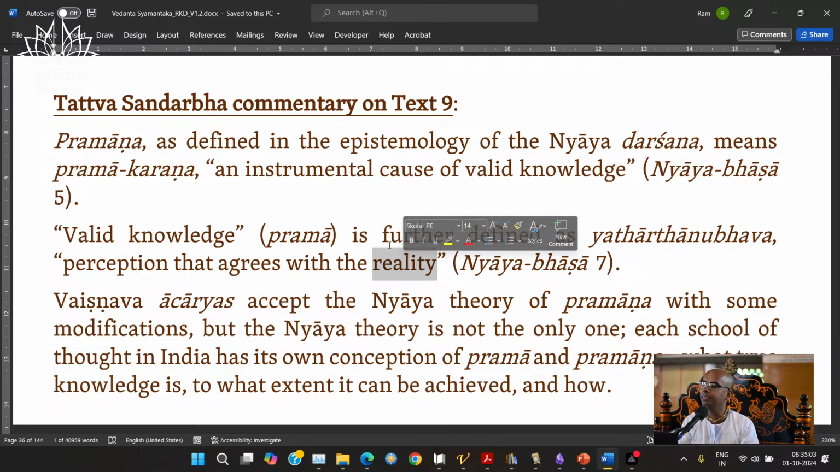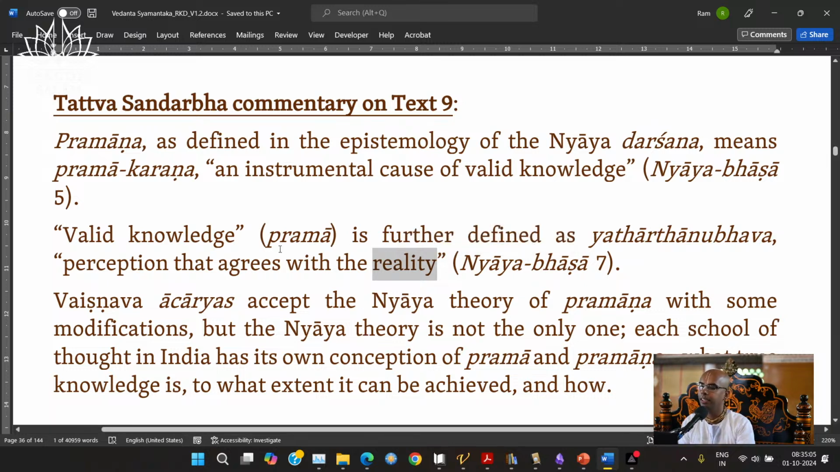So, valid knowledge is that which is Yatharthanubhava, or the perception that agrees with reality. So, whatever is real, if I have the same understanding of that reality, then my knowledge is valid. But if the reality is different and my understanding of that reality is different, then that is not valid knowledge.